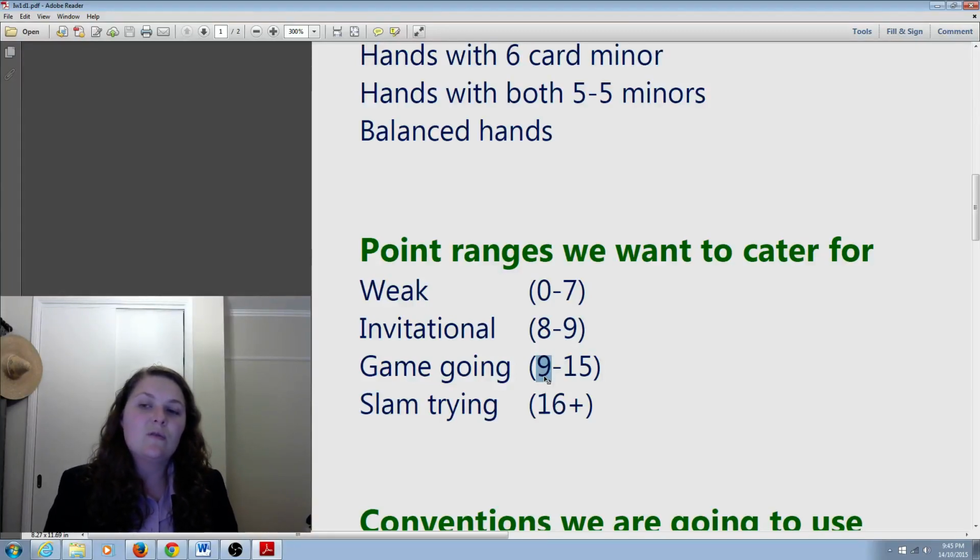If you've been taught really strict rules about what point ranges do what actions, feel free to stick to those. But typically we're saying 0 to 7 is weak, 8 to 9 is invitational, game going is 9 to 15, and 16 or more is slam trying. It's nice to have these exact points, but unfortunately not every 9 counts the same. We're going to talk about that more in week 3.